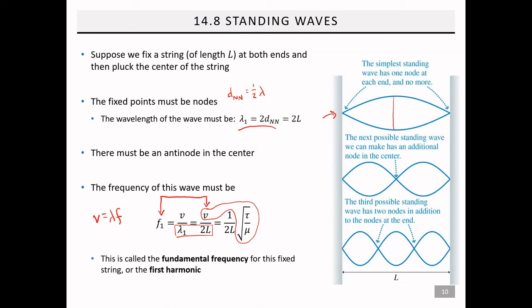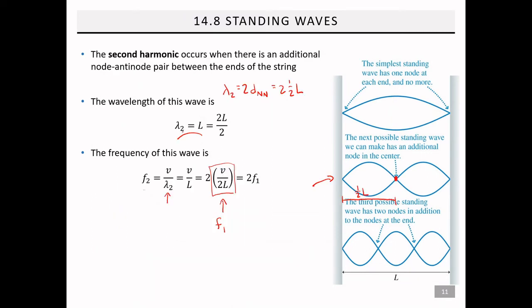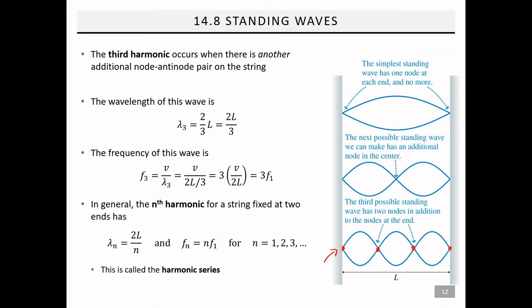For lambda 1, we had a wavelength of 2L. For lambda 2, we had a wavelength of 2L divided by 2. For lambda 3, we have a wavelength of 2L divided by 3. So hopefully you can see the pattern that's developing here. In general, for the nth harmonic, for a string that's fixed at 2 ends, the wavelength will be 2L divided by n.